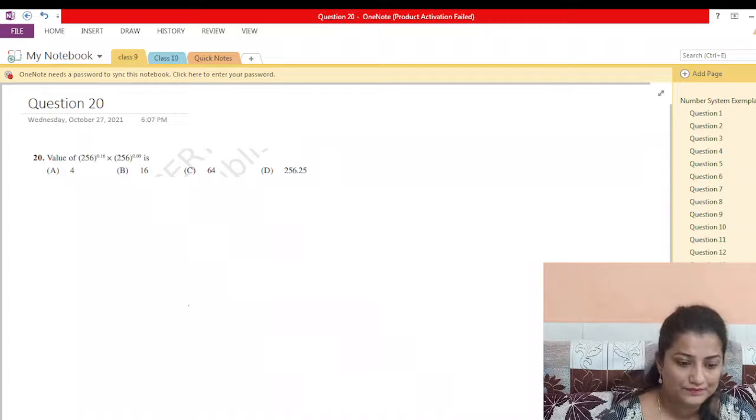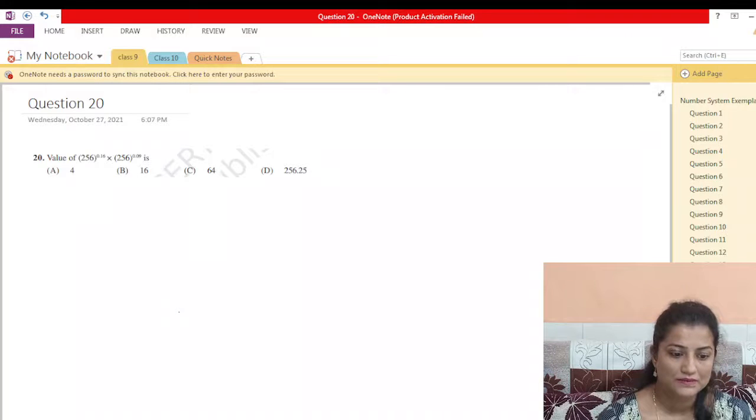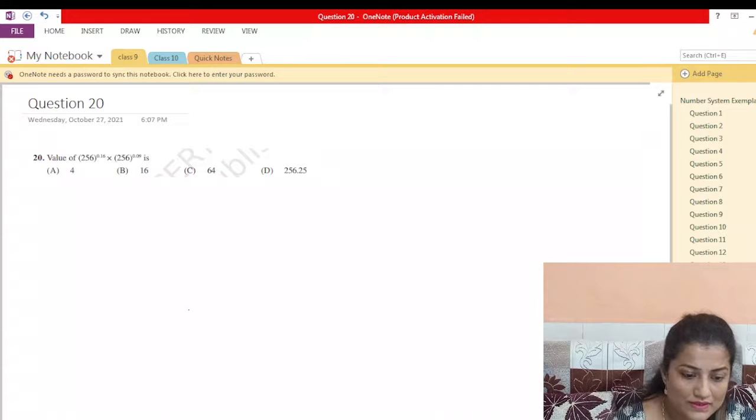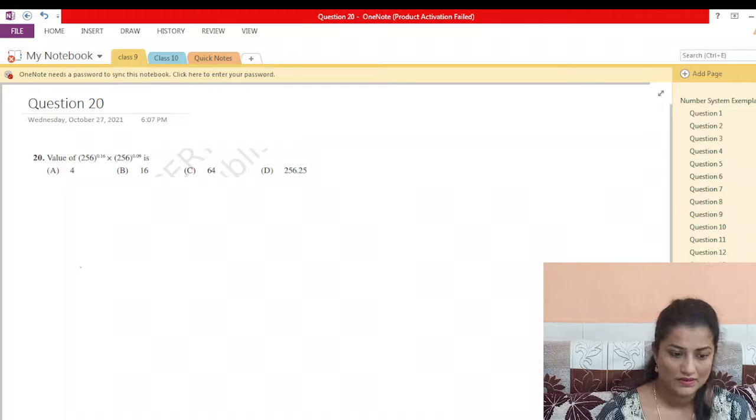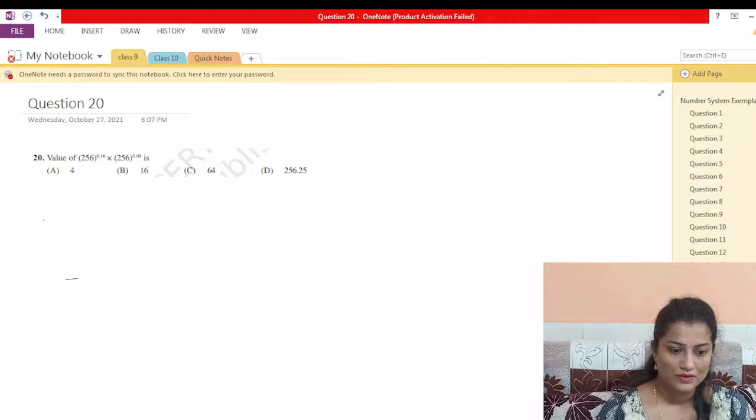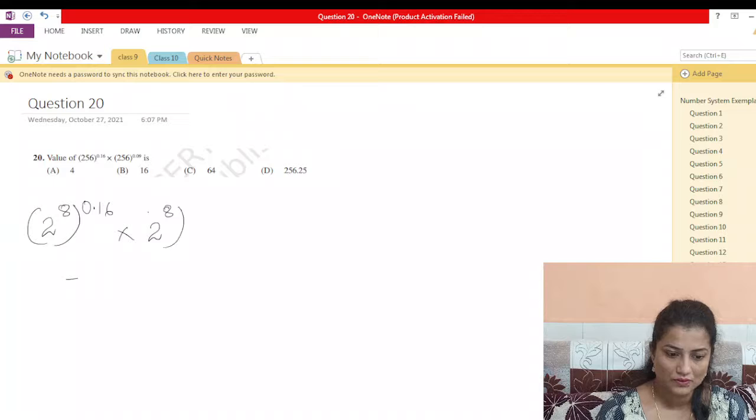Value of 256 raised to 0.16 into 256 raised to 0.09. It is very simple. We can express 256 in terms of power 2. Right? So 256 can be written as 2 raised to 8, whole raised to 0.16, into 2 raised to 8 again, whole raised to 0.09.